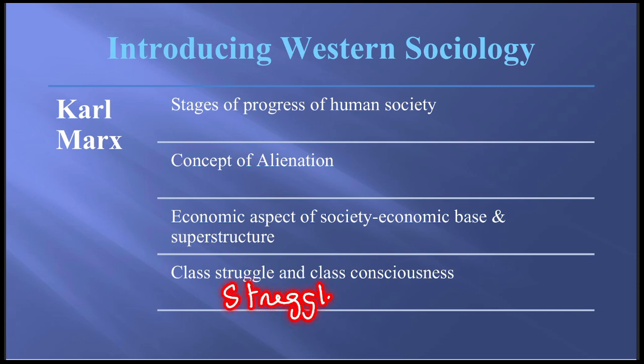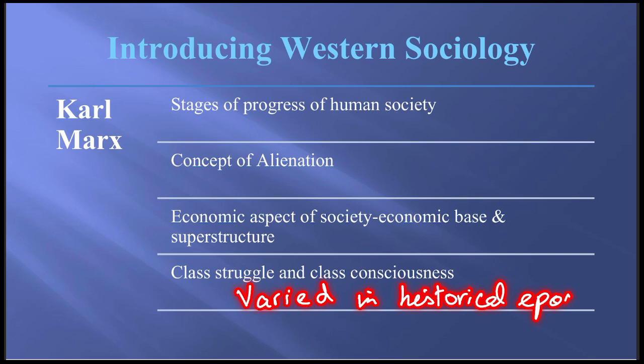The history of all hitherto existing societies is the history of class struggle. This is the famous opening line of the Communist Manifesto that was written by Karl Marx and Friedrich Engels. Note, through the course of human history, the nature of the class struggle varied in different historical epochs. As society evolved from the primitive to the modern through distinct phases, each epoch was characterized by particular kinds of conflict between the oppressor and the oppressed classes.